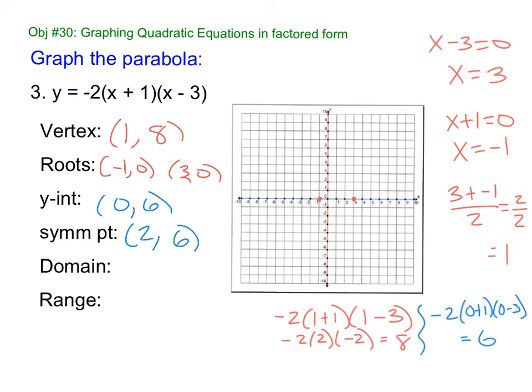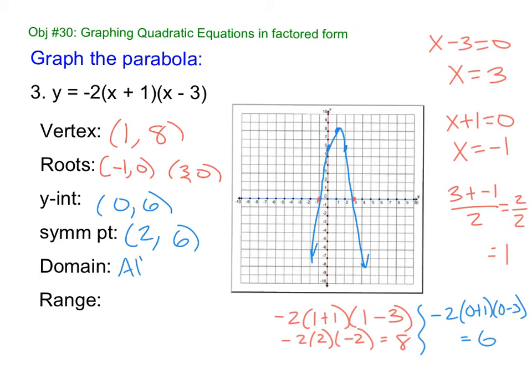Okay, so I got 1, 8. I got 0, 6, 2, 6. So there's my parabola. It's a little nicer than that last one. All right, and now write down what's the domain and range.